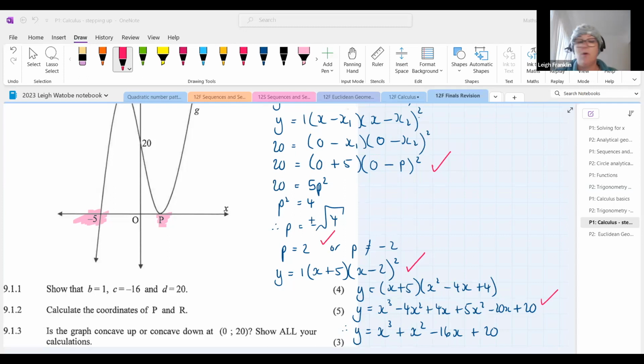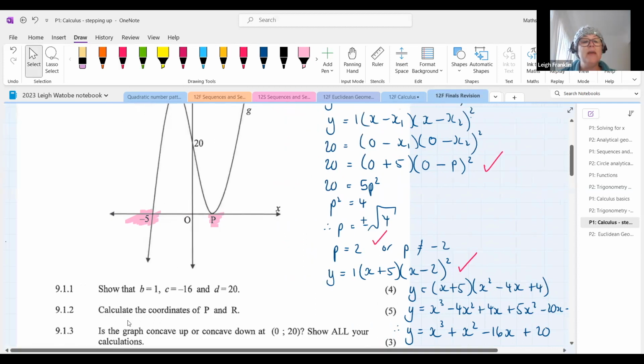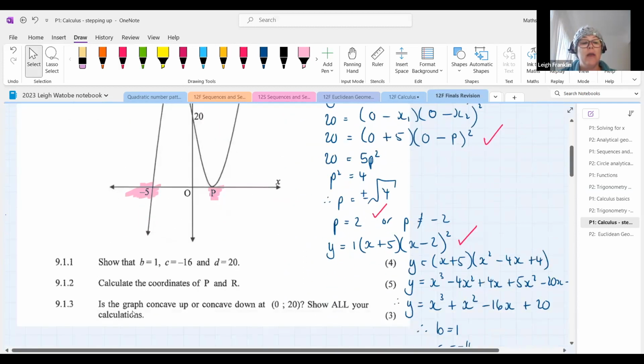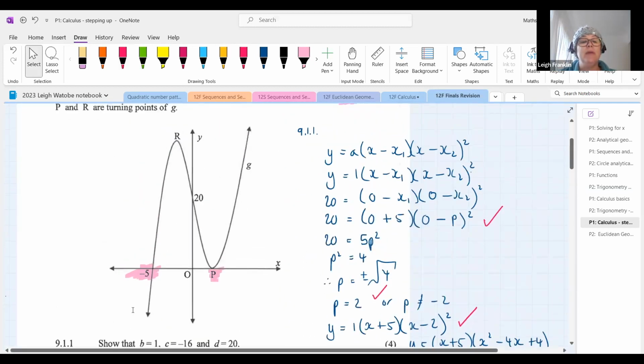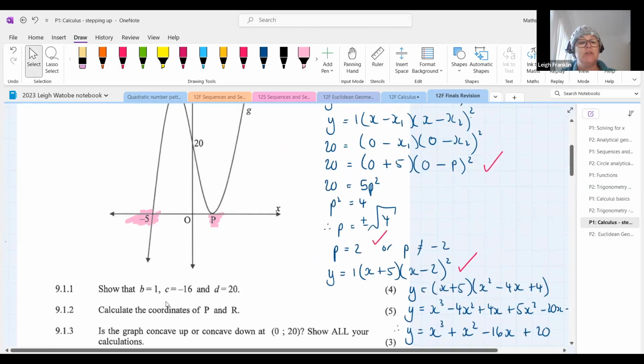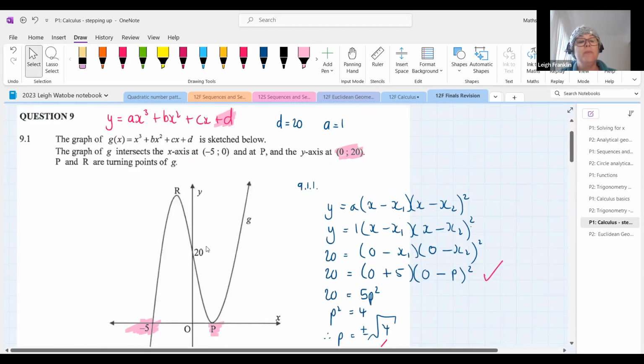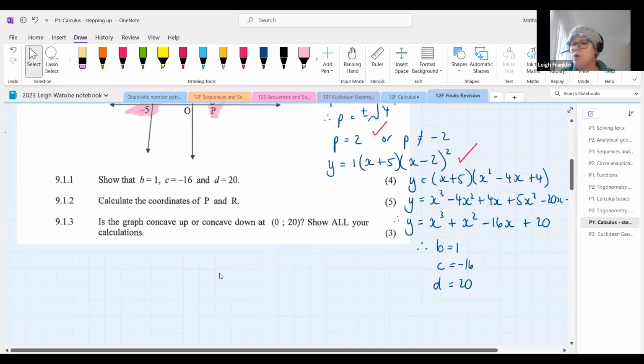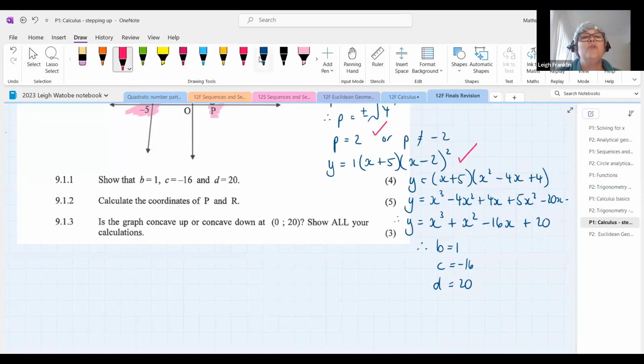Okay. All right. So the next question, they want us to calculate the coordinates of P and R. Okay. Do we know what the coordinates at P are? We already know what they are, but they've asked us to calculate them as well. So P and R represent the turning points. So what do I do when I want to calculate the coordinates at the turning points? What do I do?